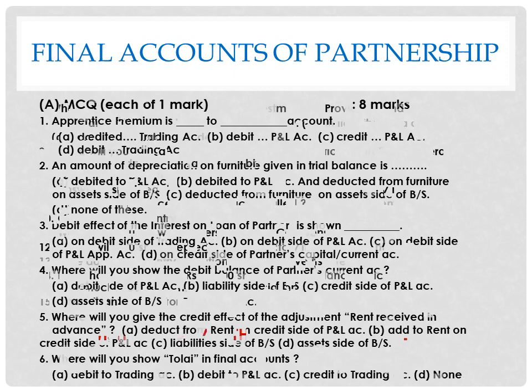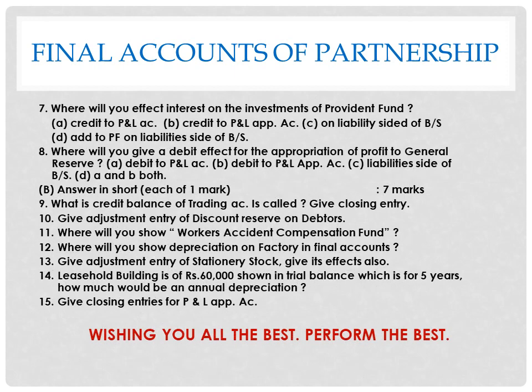Presenting the seventh, where will you effect interest on the investments of provident fund? A credit to profit and loss account, B credit to profit and loss appropriation account, C on liability side of balance sheet, D add to provident fund on liability side of balance sheet.